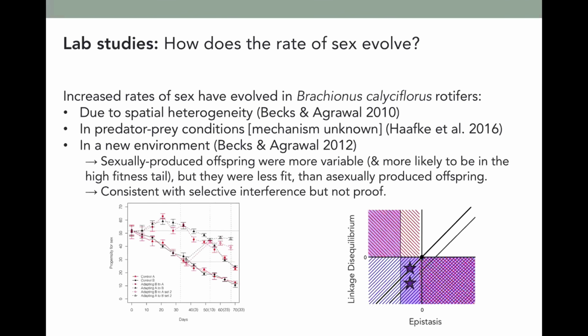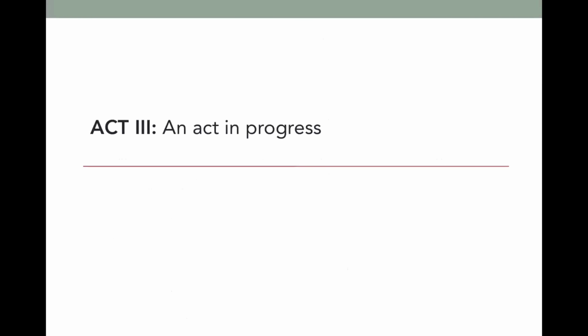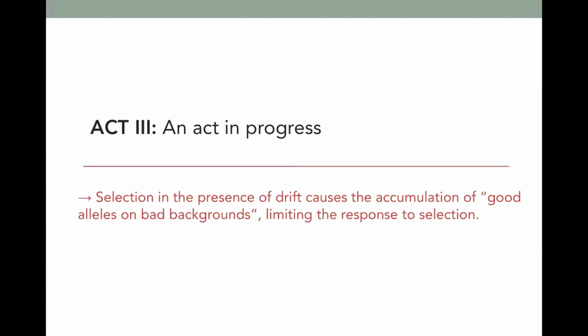And they were able to show that we were in this region of the plot that I've been showing, which is consistent with selective interference, but not proof. But at least this type of experimental approach is promising, and I think in the future will help us to determine how important selective interference is in driving the evolution of sex. So I think we are still in an act in progress in understanding selective interference and its role in driving sex and recombination to evolve.